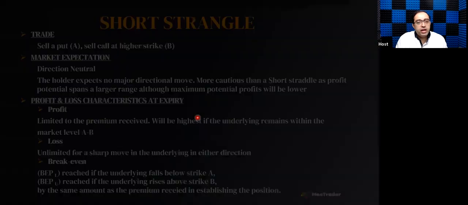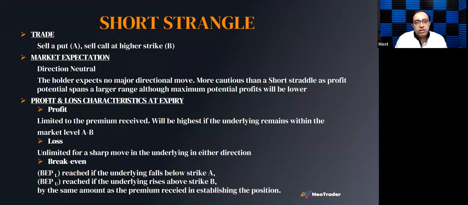In the same way, now a short strangle. A short strangle is on the other side, where you are selling a put and you are selling a call at a higher strike. And here you are not expecting much of a move, but compared to a straddle, in a strangle, you are creating a range. A straddle is at one particular strike. A strangle is where you are creating a range. And as long as that range is not disturbed, there is absolutely no problem.